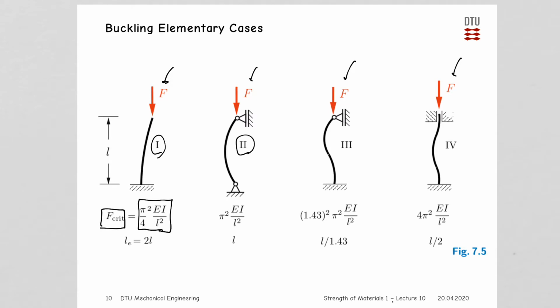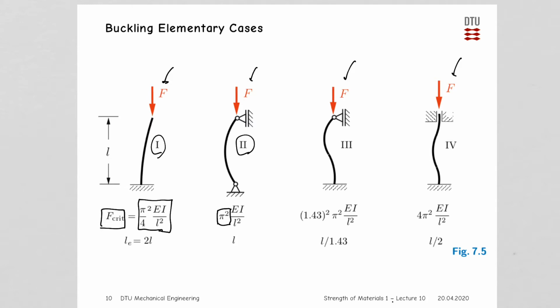Our second case here is a simply supported beam, with simple support at both ends. Here we have to increase the force to 4 times the load that we had in the first case. So we need a 4 times larger load in order for this beam to buckle, due to the fact that we have constrained also the point where we have the force applied.